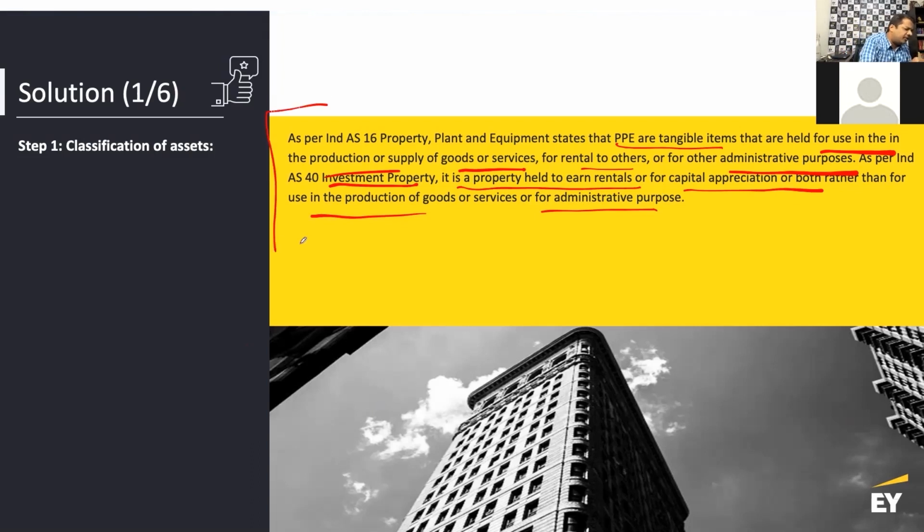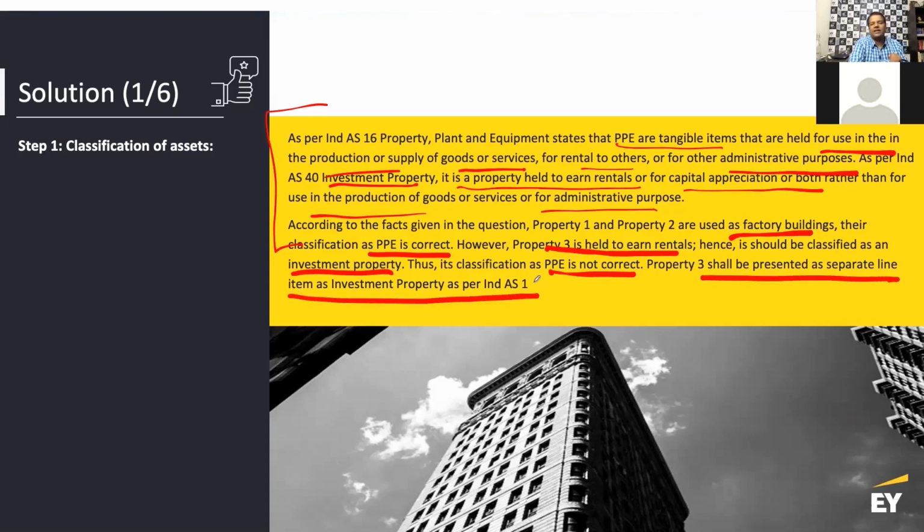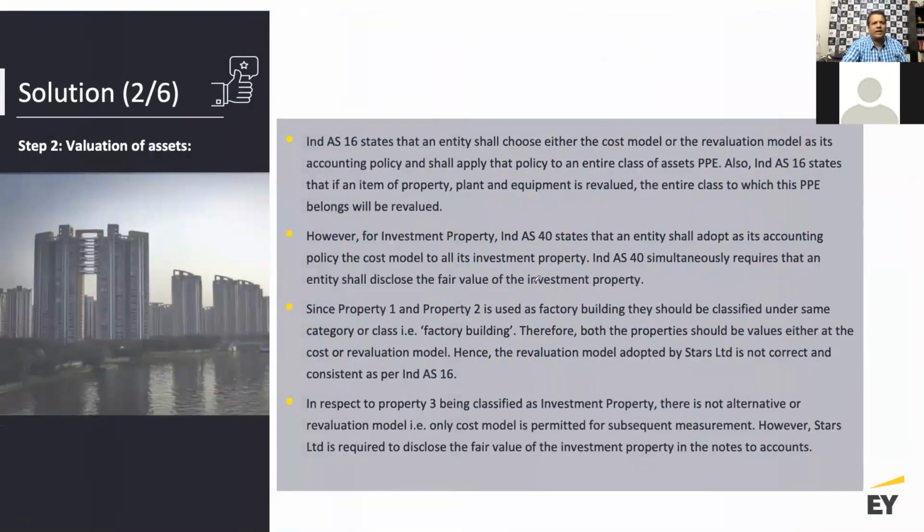So first is which accounting standard I need to deal with. For the factory buildings, I'm going to deal with this under Ind AS 16, and for the let-out property I'm going to deal with this under Ind AS 40. Given the facts, property 1 and property 2 are used as factory buildings, therefore classification as PPE is correct. However, property 3 is held on rental, hence it should be classified as investment property. Classification as PPE is not correct. Property 3 shall be presented as a separate line item as investment property as per Ind AS 1. So that's one part of the answer done.